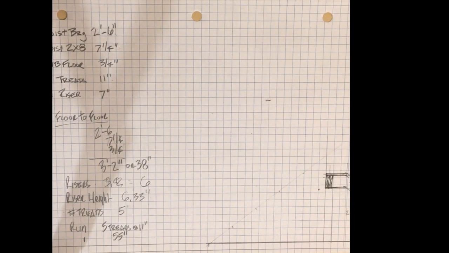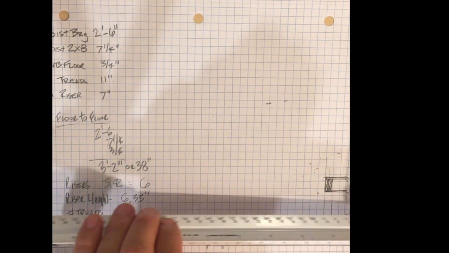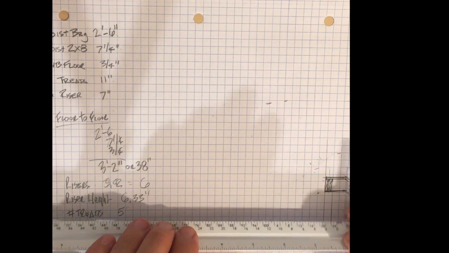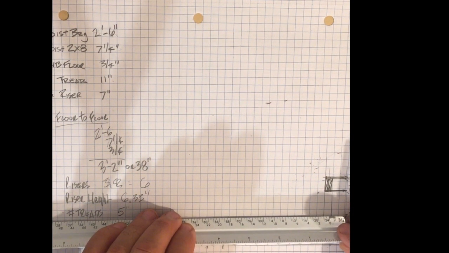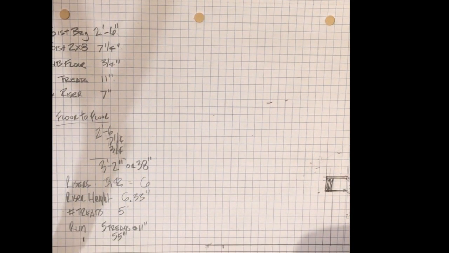Okay, so the first thing we want to do is lay out our stairs. Again, the first thing we want to do is figure out our run, 55 inches. So I'm going to mark that here. So that's 4'7". I'm going to put this tick mark right here. So next thing I'm going to do is use that little method that I showed you guys before when we want to divide something into equal spaces.